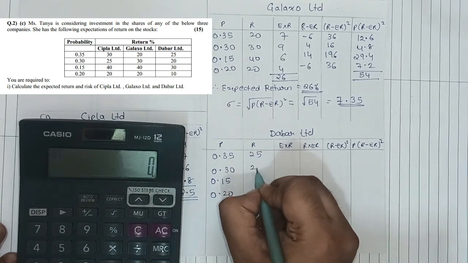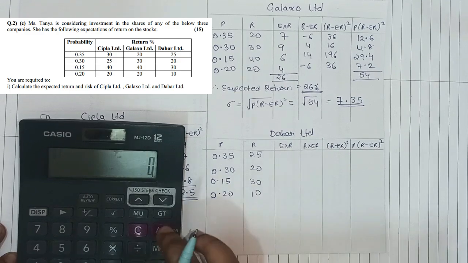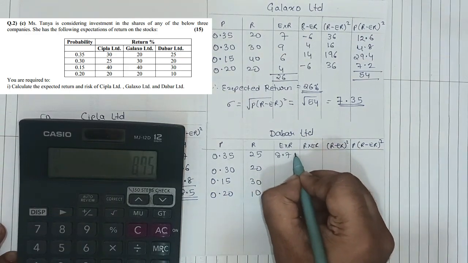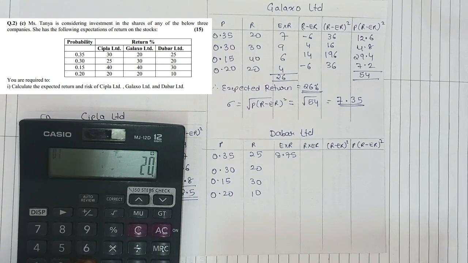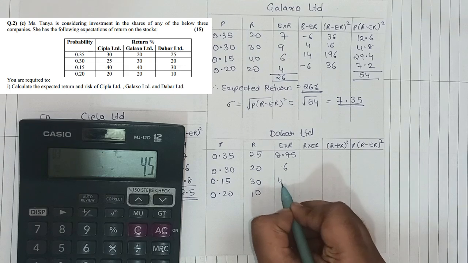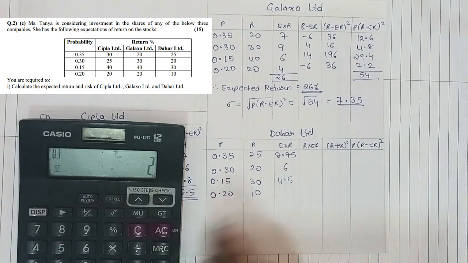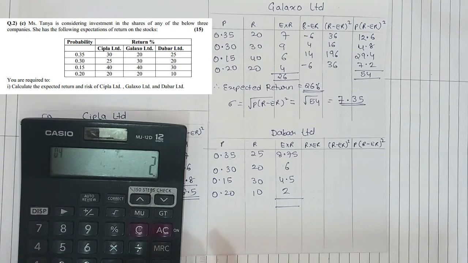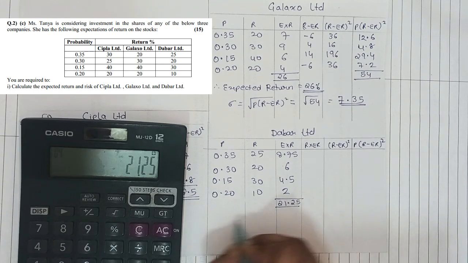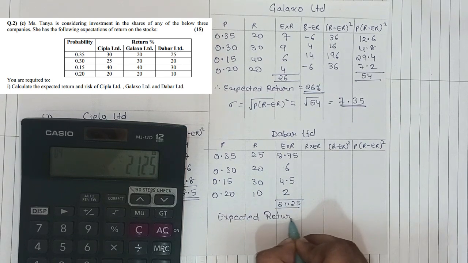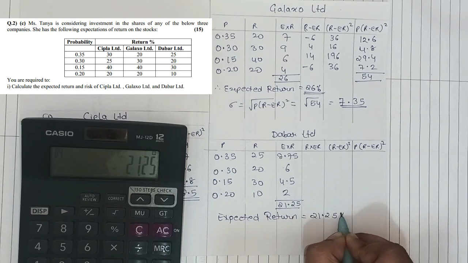Same way we will do for Dabur, with probabilities 0.35, 0.30, 0.15 and 0.20. The returns are 25, 20, 30 and 10. 25 into 0.35 is 8.75. 20 into 0.3 is 6. 30 into 0.15 is 4.5, 10 into 0.2 is 2. 8.75 plus 6 plus 4.5 plus 2 is 21.25. So expected return is equal to 21.25%.